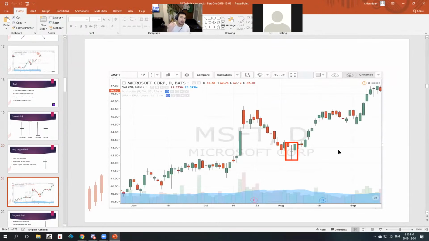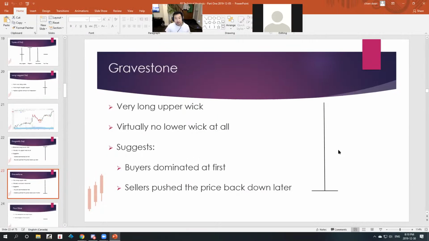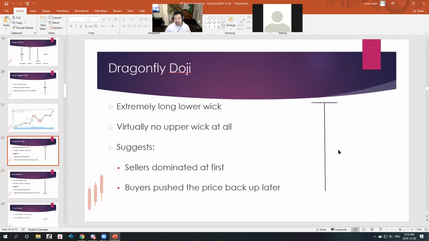Again, long-legged dojis are very good signs of reversals within the markets. Dragonflies and gravestones just represent buying or selling being dominant, and then the buyers and sellers reverse back, depending upon whether you're looking at a dragonfly or a gravestone doji. So the general idea is that the price tries to go down or up, and then it gets bought back up, and it closes at the same price that it opened at in a dragonfly or gravestone doji.